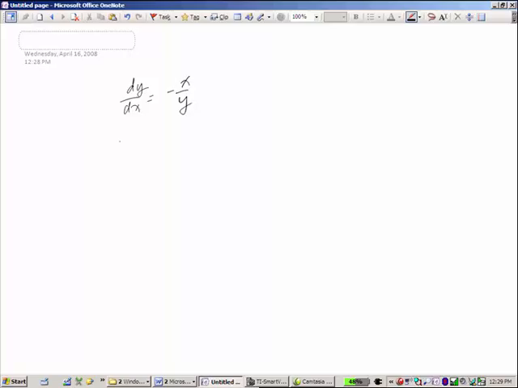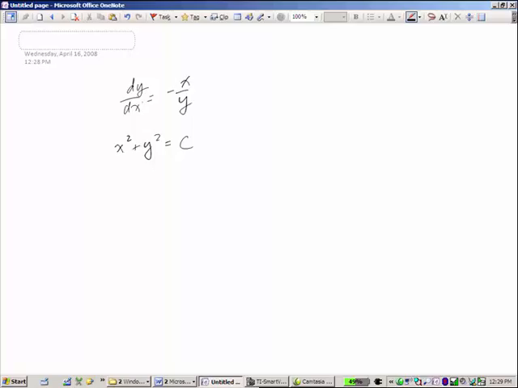So the solution to this differential equation is x squared plus y squared equals some constant. And there are two ways to show you that that's the answer to the differential equation. If I want to show you that it's a solution, what do I need to have? The derivative and the function. I don't need the second derivative here because it's just a first order differential equation.